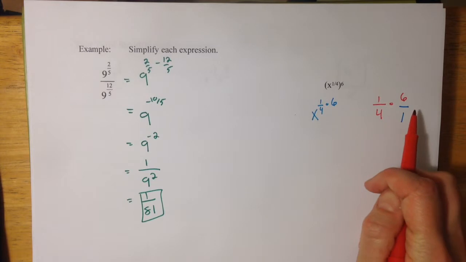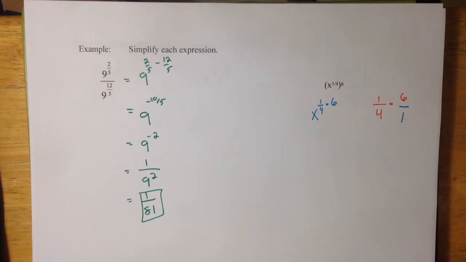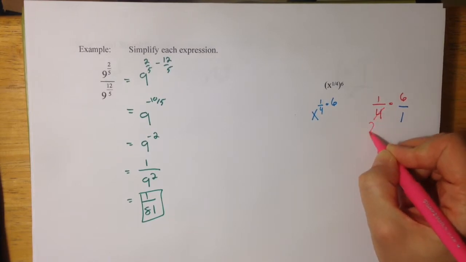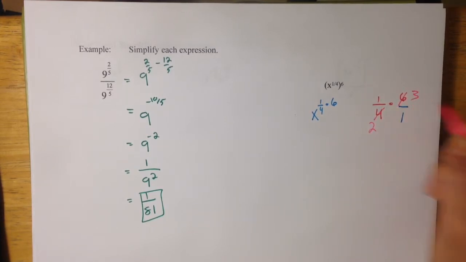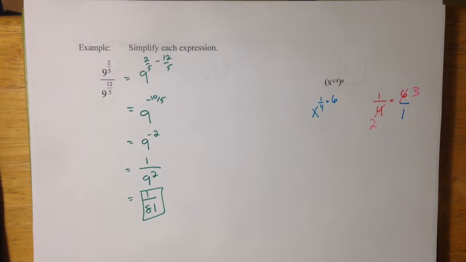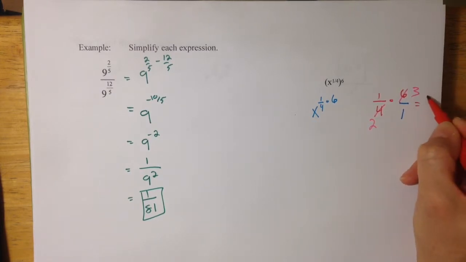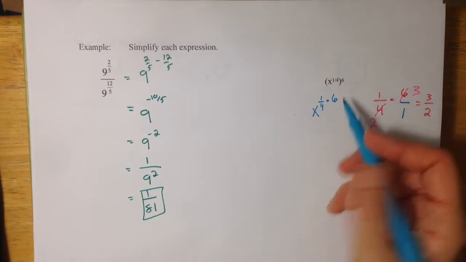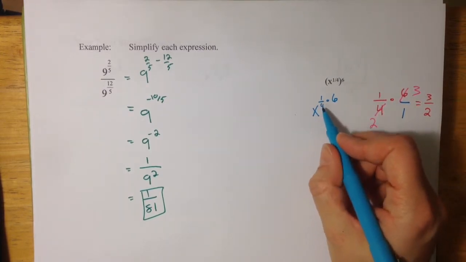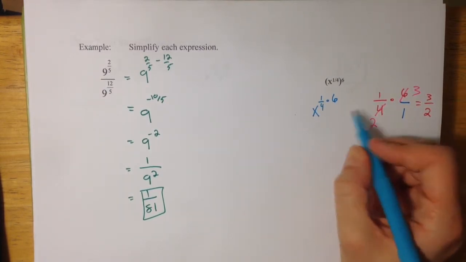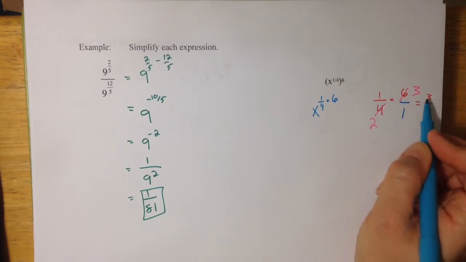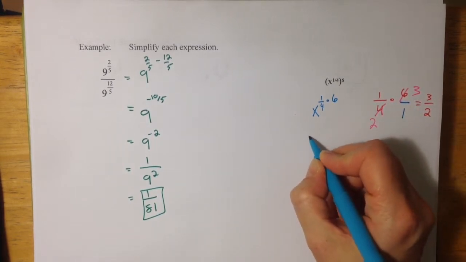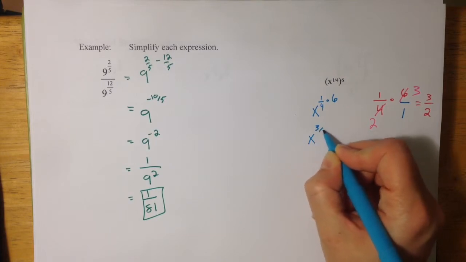You can cancel before or after doing that multiplication. Notice that 2 will go into 4 twice and into 6 3 times. Now when I multiply straight across, I'm going to get 3 halves. That means that back over here, I had x to the 1/4 times 6, but I just figured out that 1/4 times 6 is really just 3 halves. So this becomes x to the 3 halves.